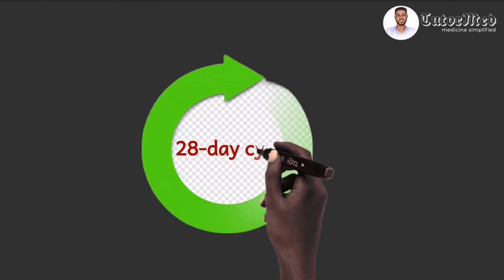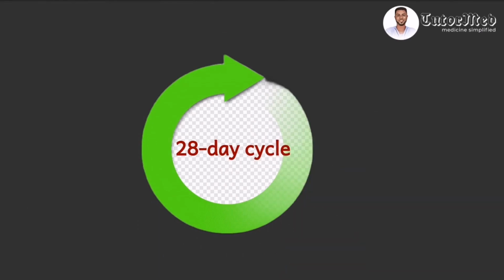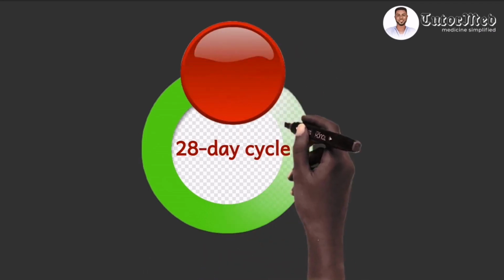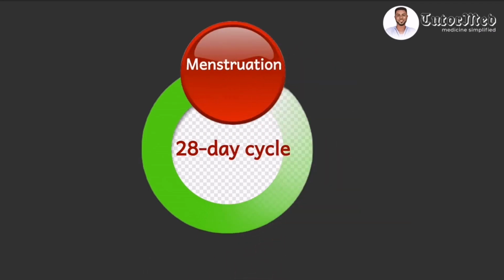Very good. Now on this slide, let's look at a typical 28-day menstrual cycle. Good. Every menstrual cycle begins with menstruation. The first day of the menstruation is day 1 of that cycle. The number of days of menstruation in that cycle is known as the menstrual period, and it's usually 3 to 7 days, average 5 days, but it can vary from patient to patient.